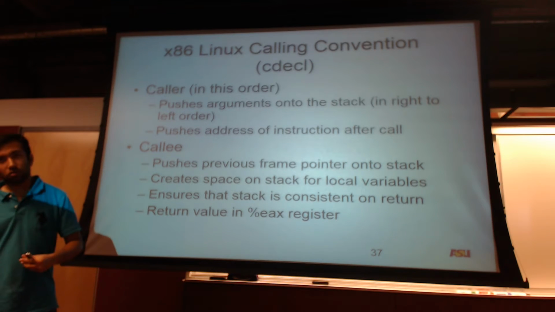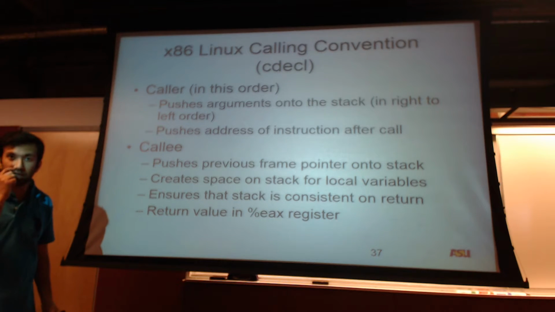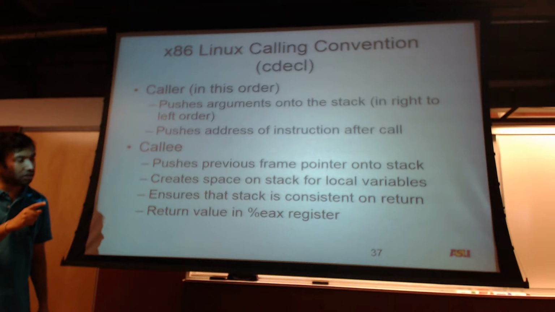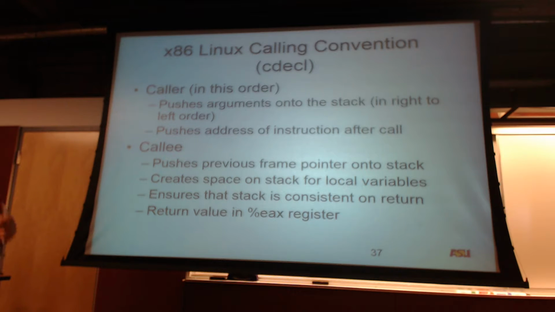Then what does the callee do? The callee takes care of all four things. The first thing that the callee does is take the frame pointer. Now remember, the callee's frame pointer is not yet assigned. So whatever is in the frame pointer was the frame pointer of the caller, right? Because the callee has not been assigned a new frame pointer yet. So the callee pushes that previous frame pointer onto the stack, which means it stores the function frame of the caller securely.